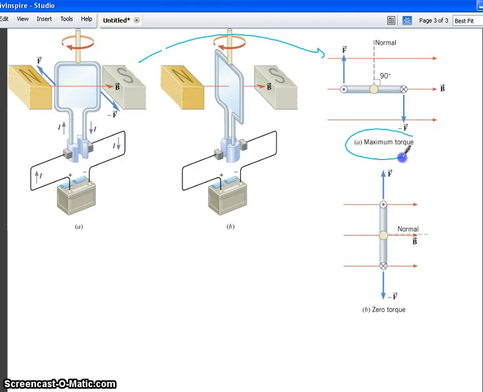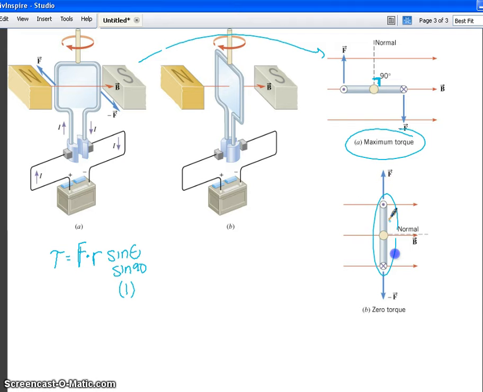This is where we're going to get maximum torque. Why? Because it's a 90-degree angle between the force and the lever arm. And as you might remember, torque is equal to the force times the lever arm times the sine of theta. So the sine of 90 is equal to 1. And so at 90 degrees is where we're going to get the most torque, or the maximum torque, which is also a typical test question. Where is this thing going to spin the most? At this point right here.